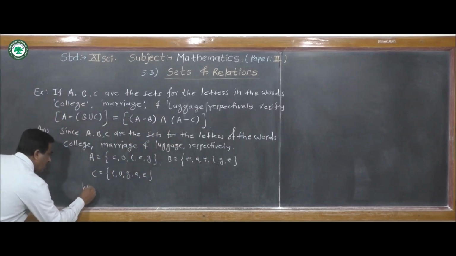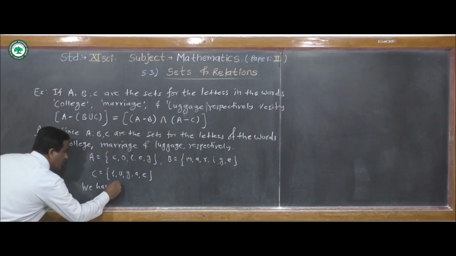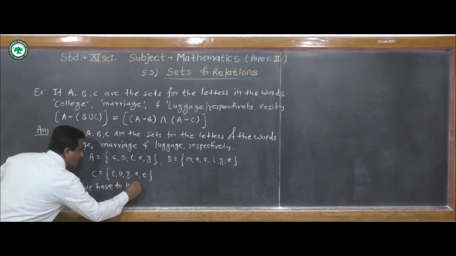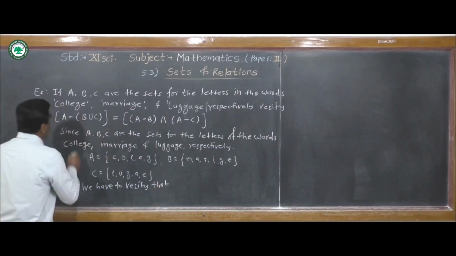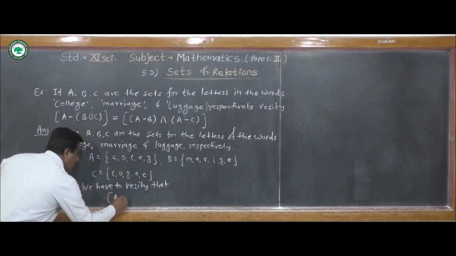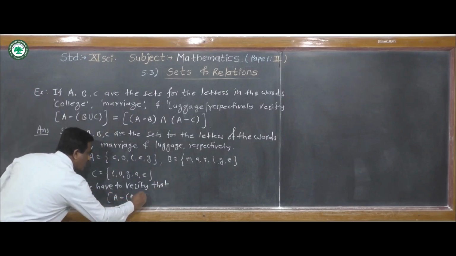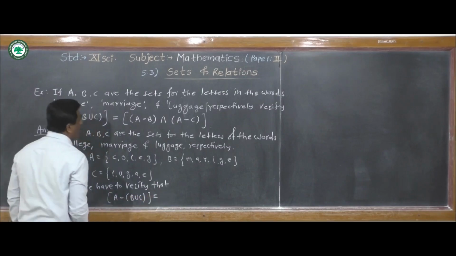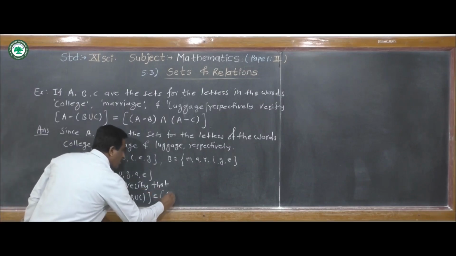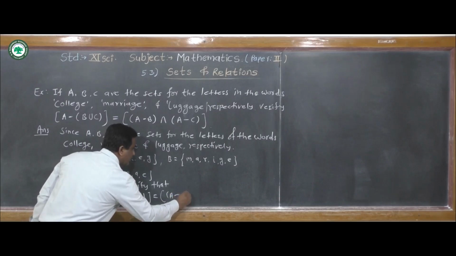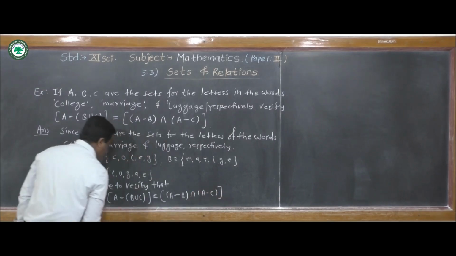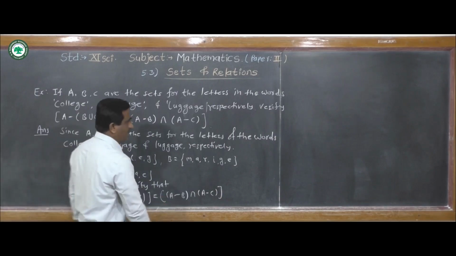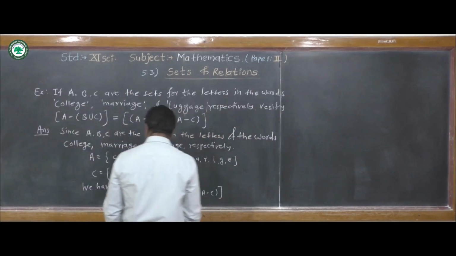We have to verify that A minus (B union C) is equal to (A minus B) intersection (A minus C). We can say this is the LHS and this is the RHS.